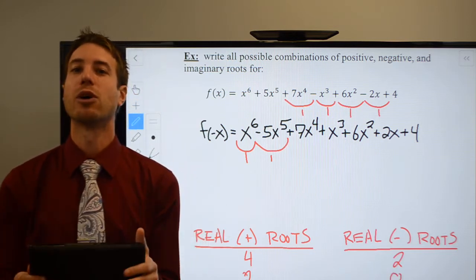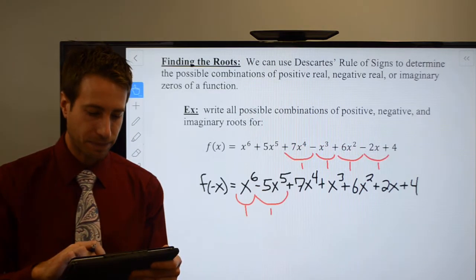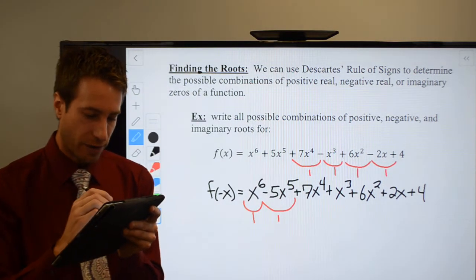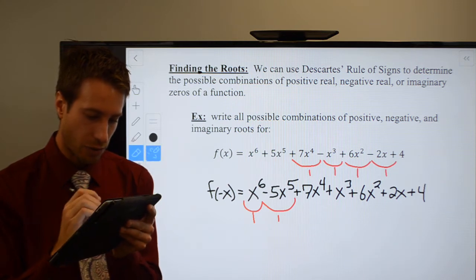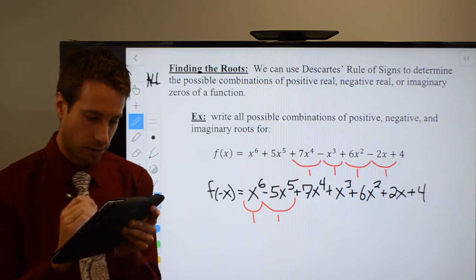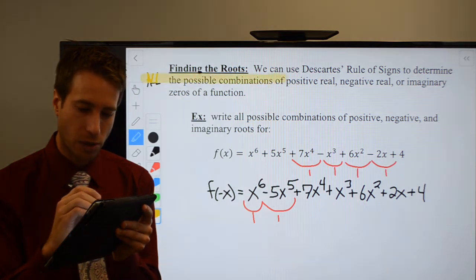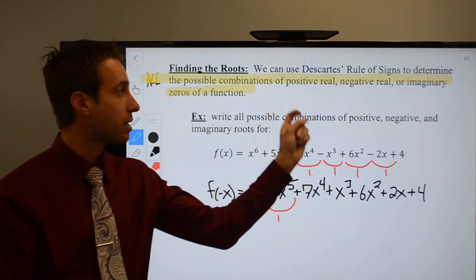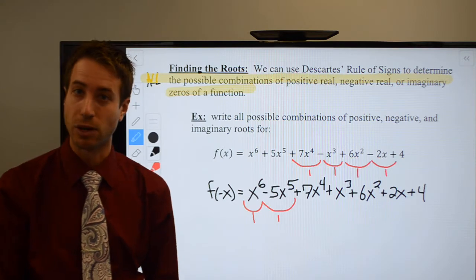Now, here's what I'm going to ask you to do again if you're taking this class with me. The idea here is that you find, let me highlight it for you. I need to add that little bit right there. I probably should have written it and I didn't. You're going to find all possible combinations of positive real, negative real, or imaginary zeros of the function.